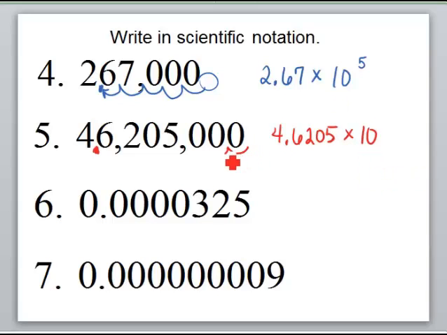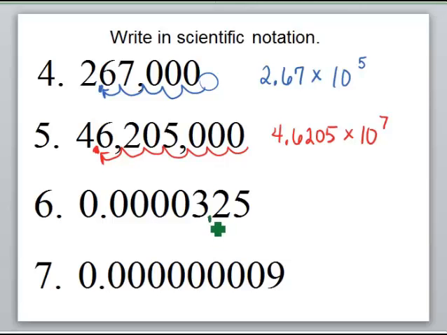I move the decimal 1, 2, 3, 4, 5, 6, 7 places, so I know it needs a 7. But is it a positive 7 or a negative 7? That's the next question you have to ask yourself. Because you want to make this 4.6205 into 46 million, we need this to be a positive exponent, so we're multiplying it by a really, really large number so it can become large again. Moving on to the next one, we're going to figure out where we need to place the decimal so that we have a number between 1 and 10.